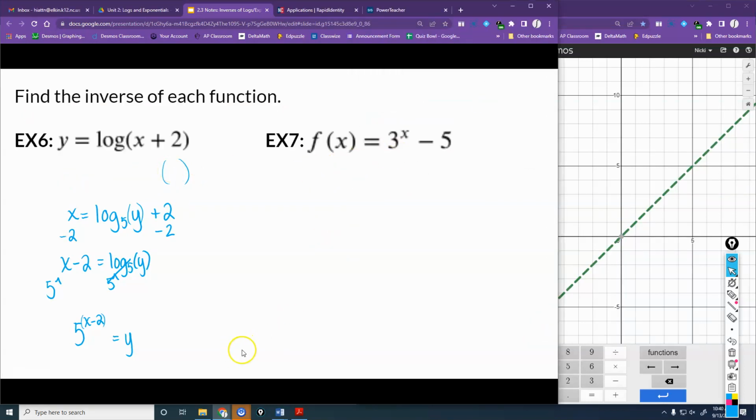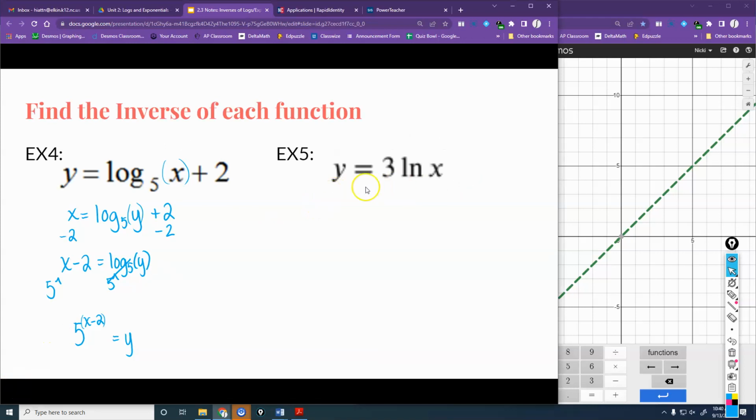Okay, number 5 is going to be a little bit different. Well, it's different, but not terribly different. First of all, it might mess us up that we have natural log, because natural log does not have a base written. What is the base for a natural log? It's an e. So you don't have to do this, but you can write this as 3 log with a base of e of x. It's not necessary, but you can.